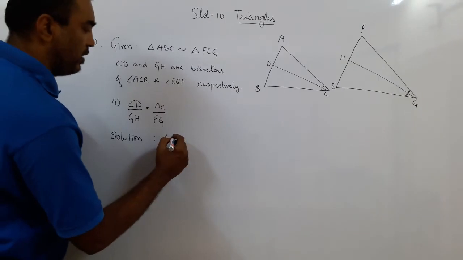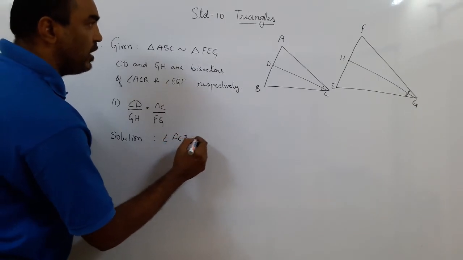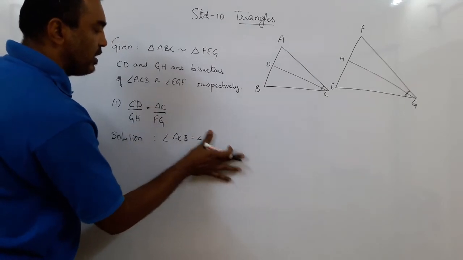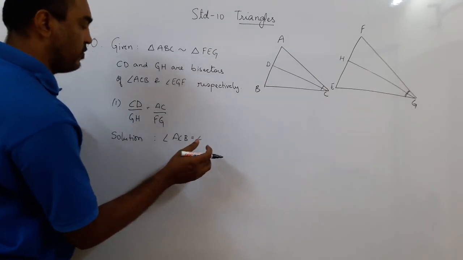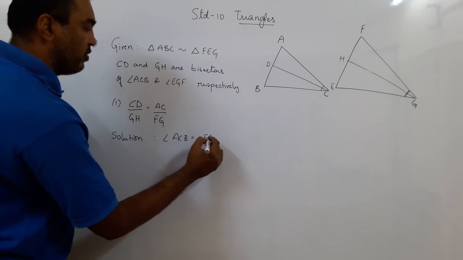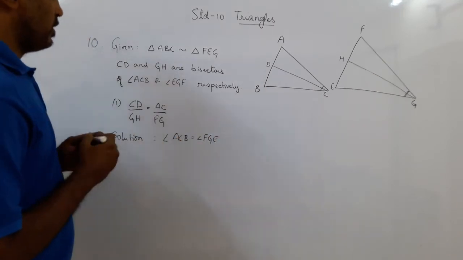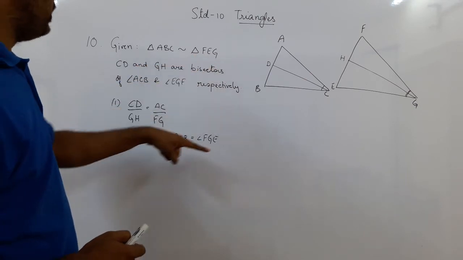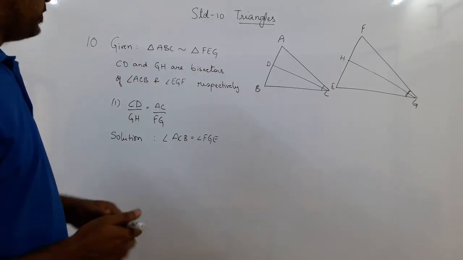Angle, I write the whole thing. Angle ACB equal to angle FGE, or EFG, whatever. You can write FGE or EGF. Okay, we'll write FGE. Why? Because I take the order A, C, B, so I go FGE. Right?